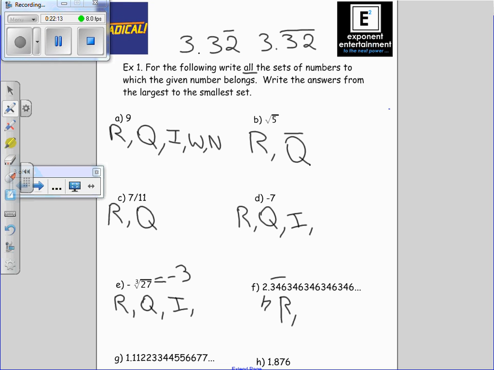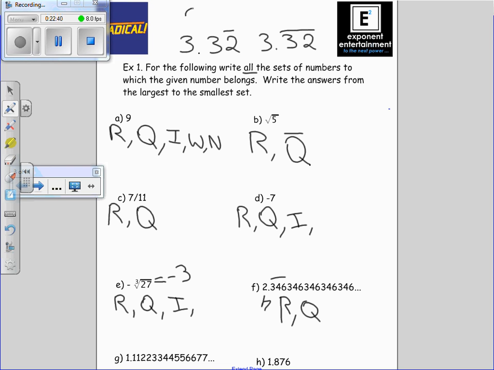This repeats 346, 346, 346. Yep. So you're saying it's 3.32. Yep. It's rational because the 2 repeats forever. As long as something repeats forever. So this is rational. Up here, this would also be rational. This would also be rational.